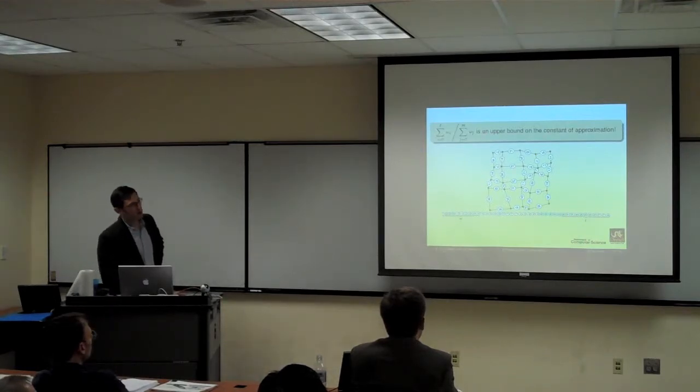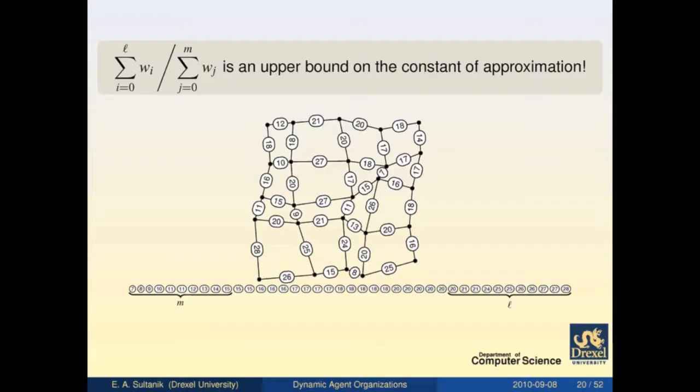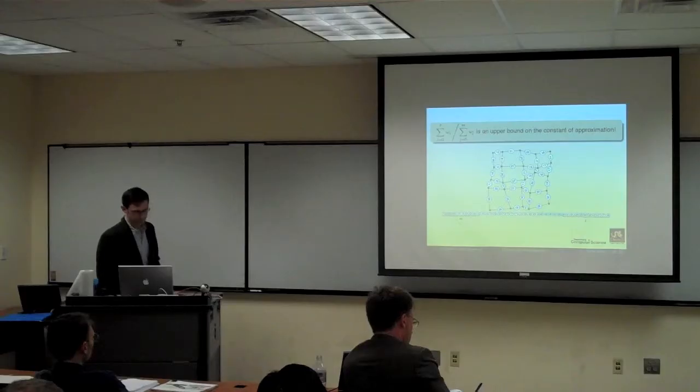Now if we know that the optimal solution has at least M edges, then we know that the approximation bound of our algorithm is bounded above by the sum of these L heaviest edges divided by the sum of the M lightest edges. That's the absolute worst case. Thereby, it's an upper bound on how bad our algorithm is approximating the solution.